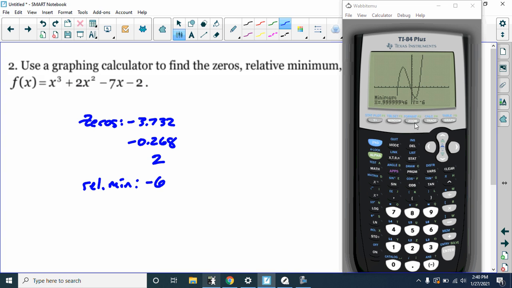really we're looking for the value, which is -6. And then do the same thing with maximum. Second trace, number 4 for maximum. I'm looking for this point, which looks like it's around -2 or -3, something to the left. -6 is definitely to the left, and 0 is definitely to the right of that point I'm looking for. So left bound, I'm going -6. Right bound, I went 0. And again, I at least need the y value. You could write it as an ordered pair.